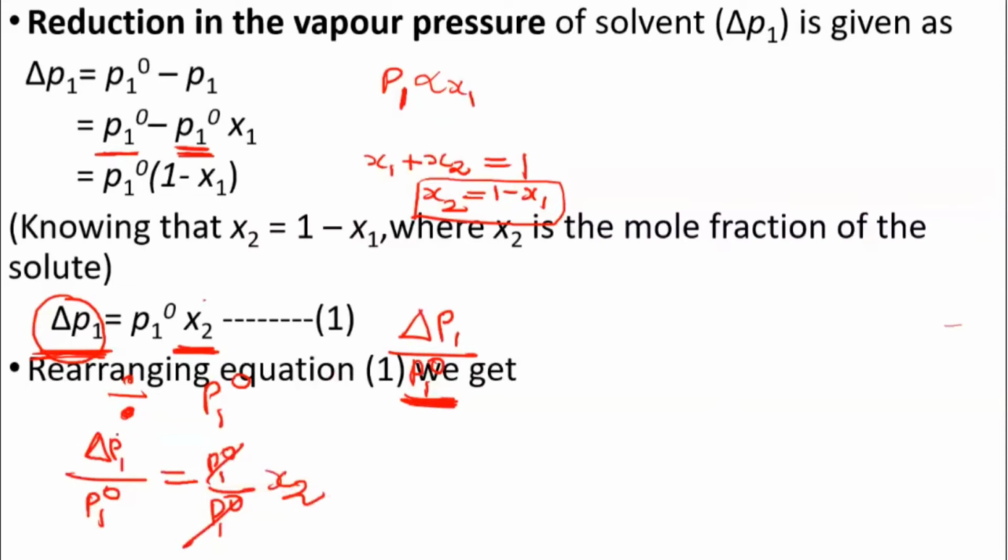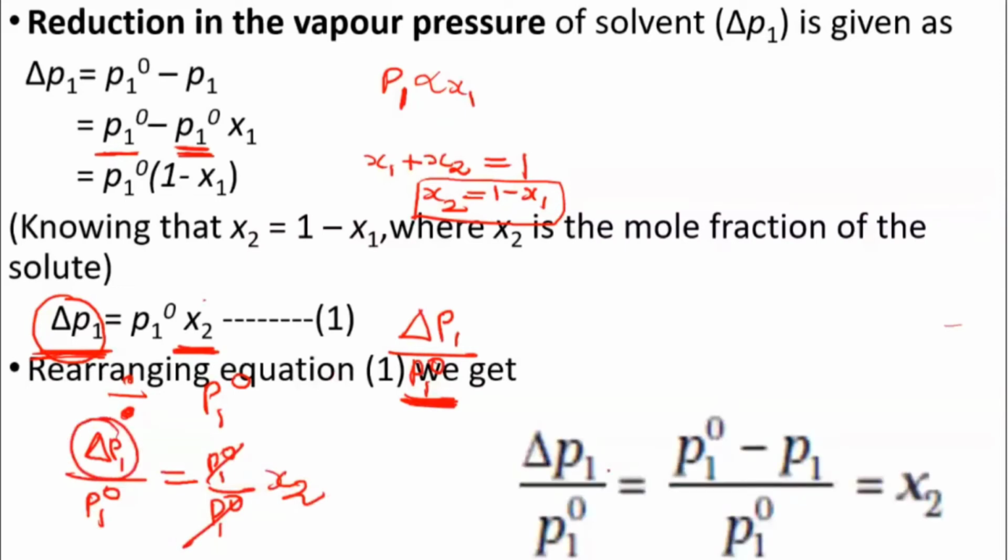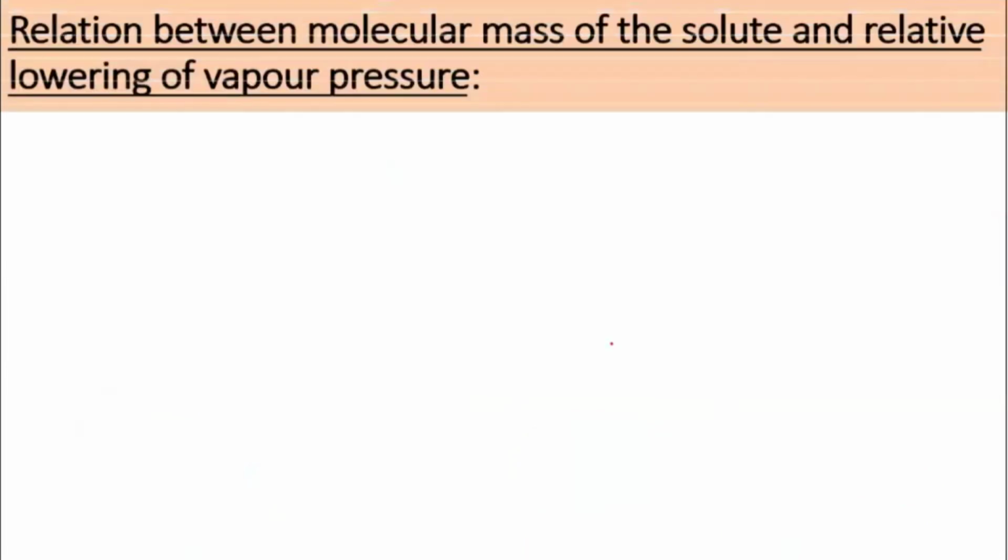You can open this and write delta P1 as P1 naught minus P1. The same thing we are just opening and writing. This was one formula which we got in terms of mole fraction. Now this same thing you can open and write. You know what the mole fraction X2 is equal to. Then you will get it in terms of molar mass and everything. So if you know the mole fraction, then you can calculate the molar mass of that particular solute which is present.